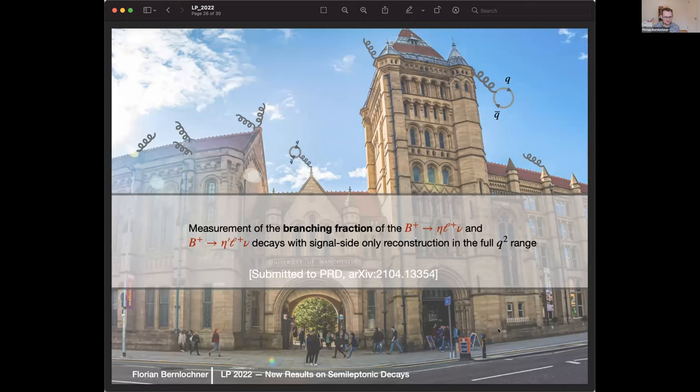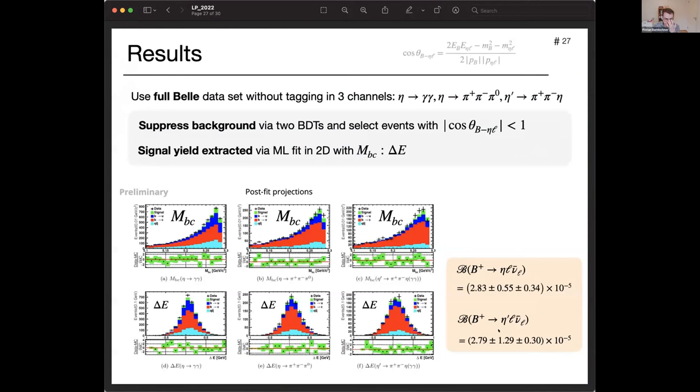Okay, then the next result is an exclusive new measurement of the branching fraction of B to eta and eta prime l nu using the full q squared range. This also uses the full data set, but this time without tagging. So one only reconstructs the signal side, and reconstructs the etas in these two modes and the eta prime in that mode here, with two charged pions and an eta. And the eta here then goes into gamma gamma.